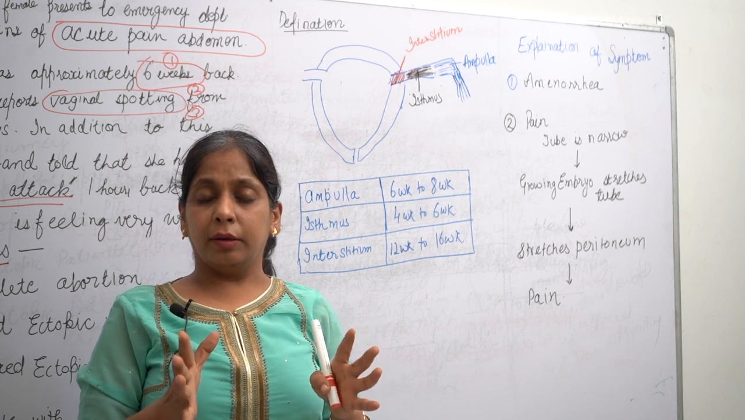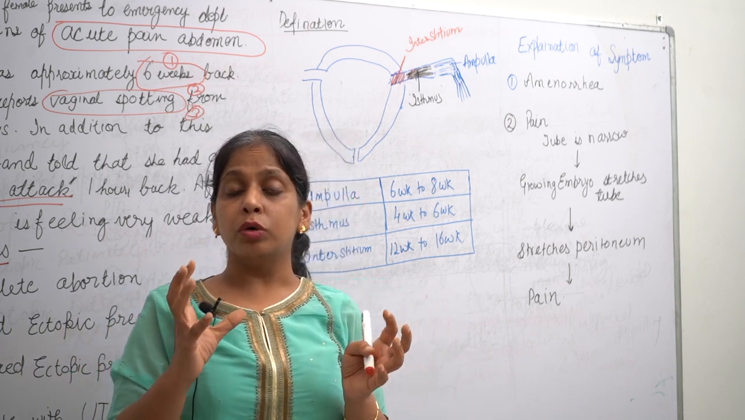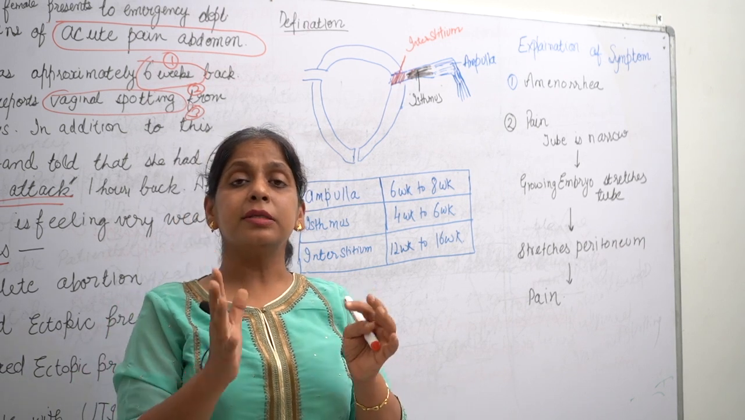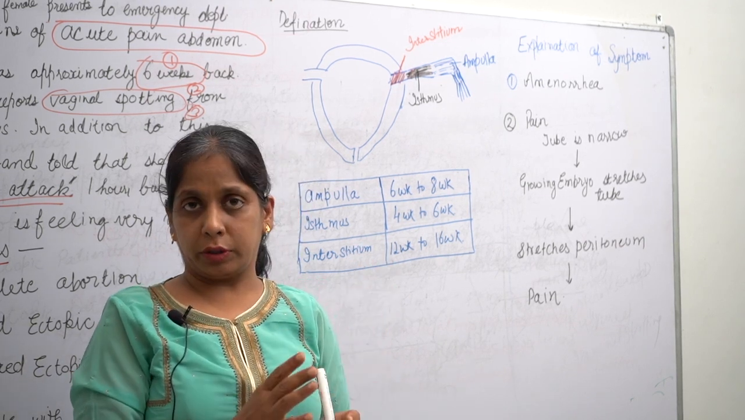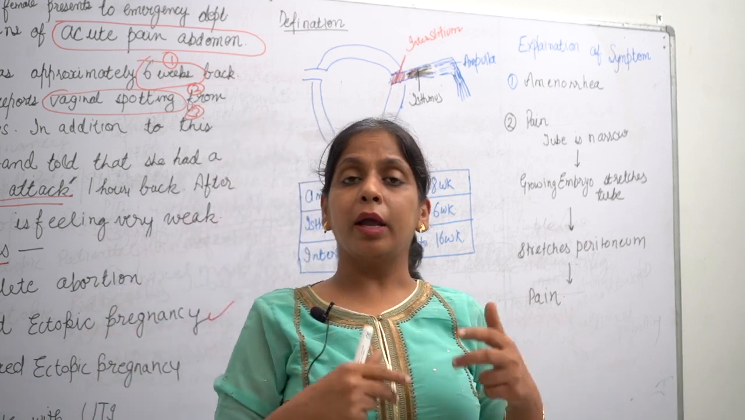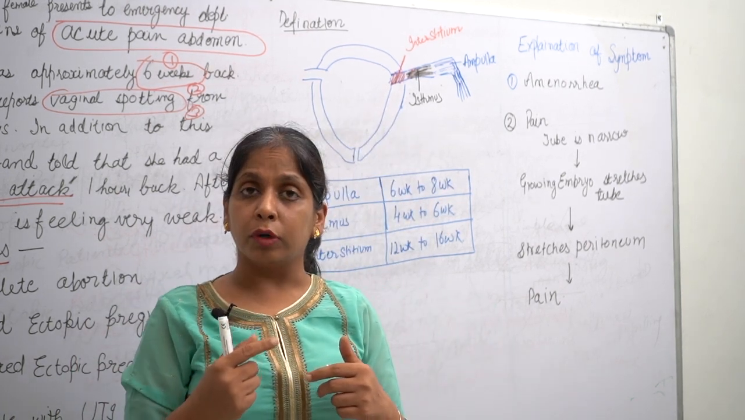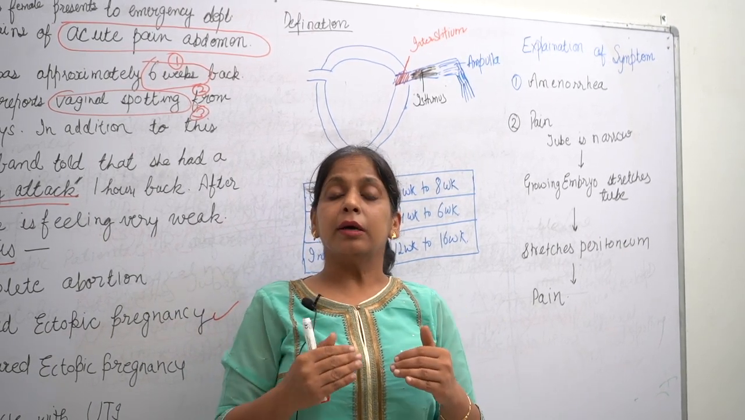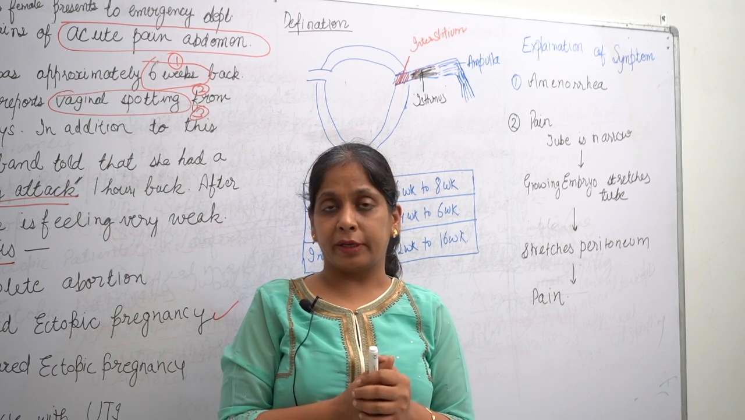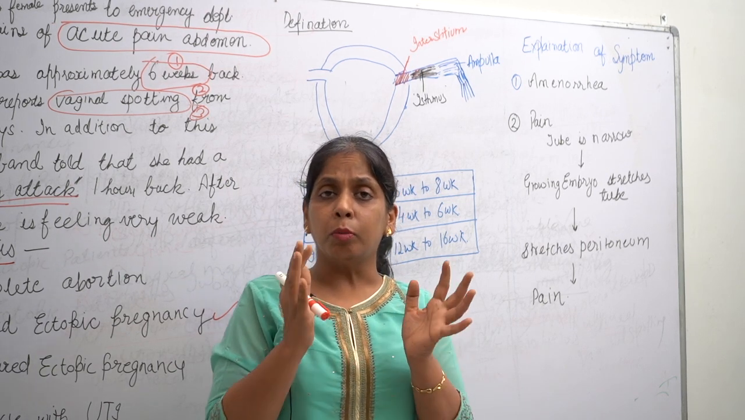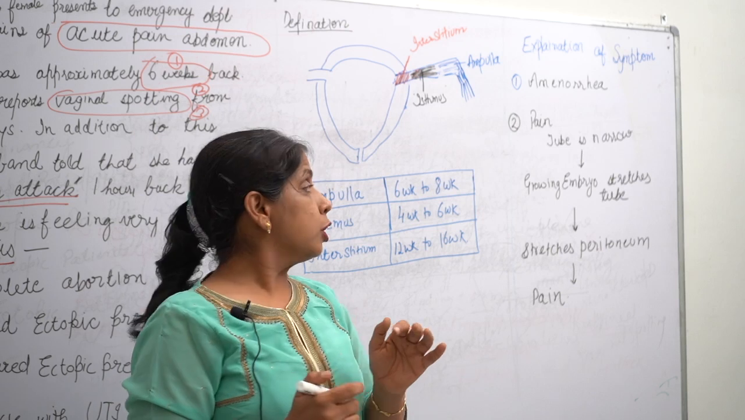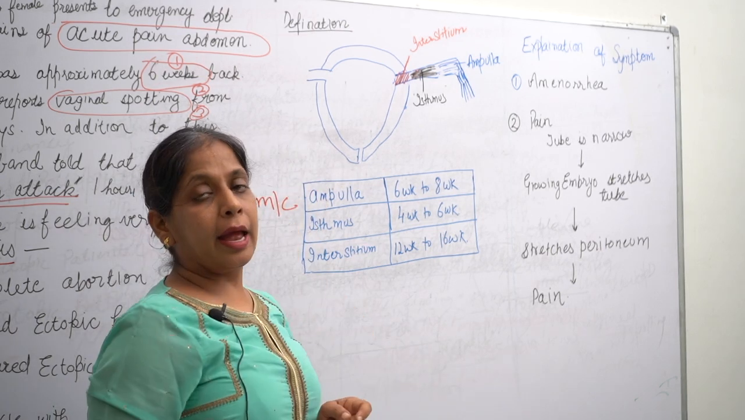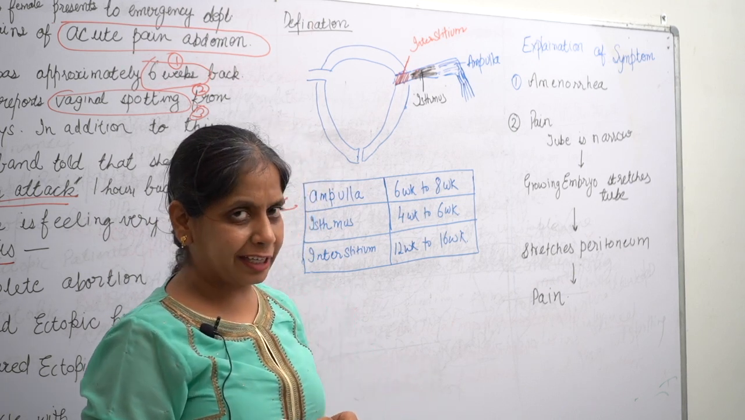Because the ampulla has a lot of mucosal folds, in any tubal disease responsible for ectopic pregnancy, the ampulla will be most severely involved. So the most common site of ectopic pregnancy is the ampulla, and the ampulla is also the site of fertilization.